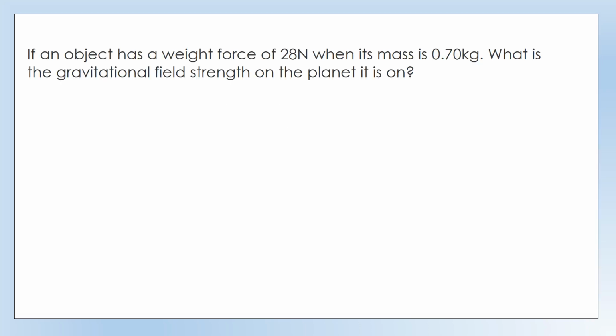So let's get started. If an object has a weight force of 28 newtons when its mass is 0.7 kilograms, what is its gravitational field strength on the planet? The thing I'm doing when I'm looking at this is picking out the things that I've been given. You can see here we've got weight force, which in terms of symbols is W. We've got its mass, and we're looking for its gravitational field strength, G. So what we need to do is go to our equation sheet and look for an equation linking those 3 things.